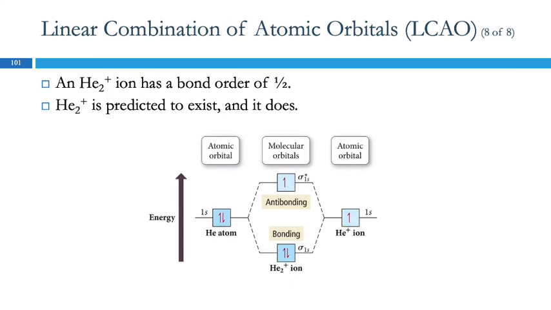We can also look at diatomic ions. So He2 plus, well, He2 had 4 electrons, and if it has a positive charge, that means it lost an electron. So we can draw 2 electrons on this one and 1 electron over here. Again, the molecular orbitals are the same, but now we have fewer electrons. 1, 2, 3.